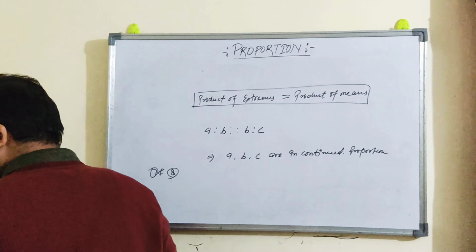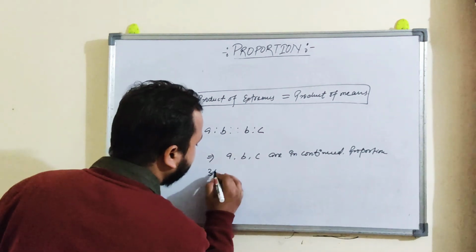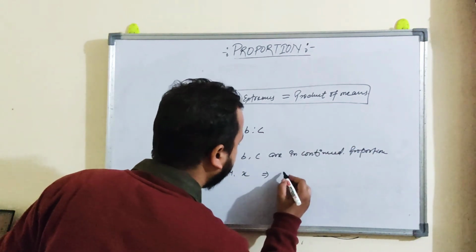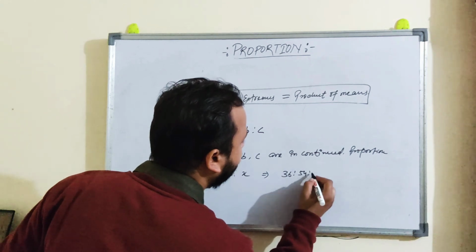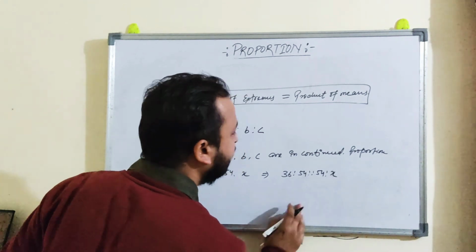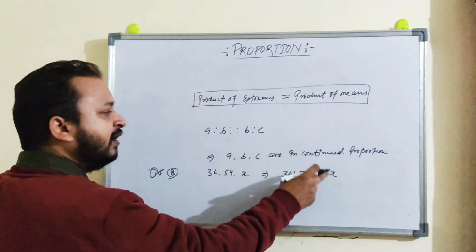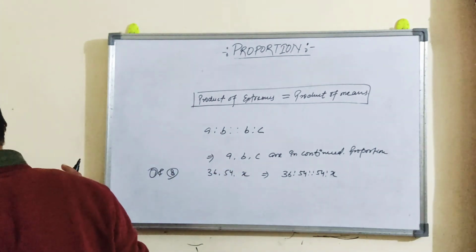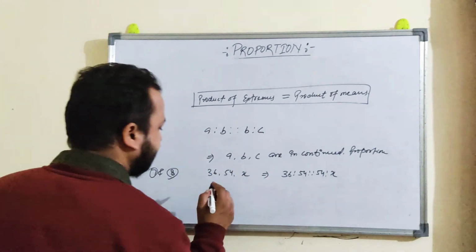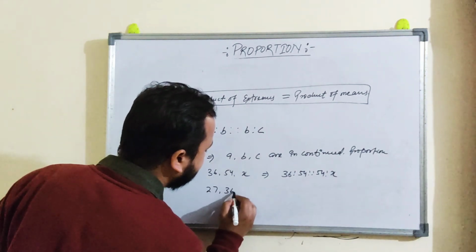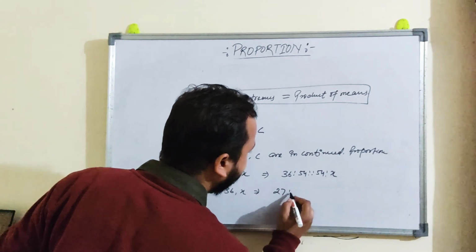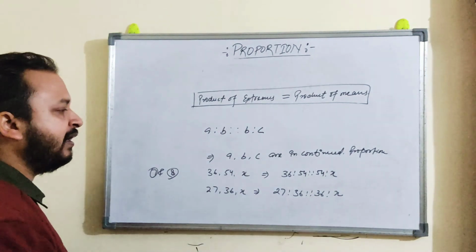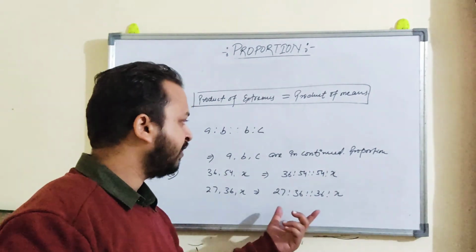So 3 numbers are given, 36, 54 and x. If they are in continued proportion, you write it as 36 is to 54, proportionality sign, 54 is to x, and you have to find the value of x, right? Product of extremes is equal to product of means. In the 8th question, you can also do it this way. 27, 36 and x is given, so you write 27 is to 36 and 36 is to x.